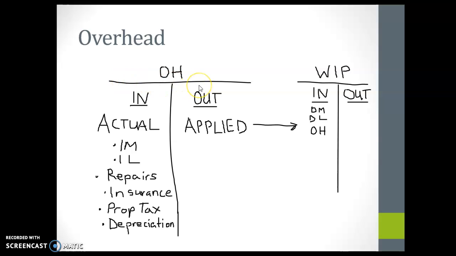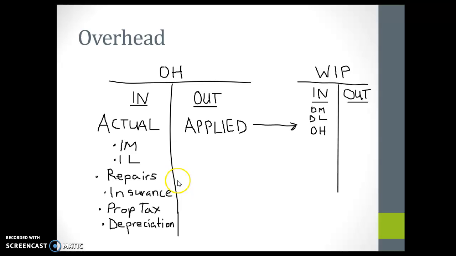Okay, so the actual overhead costs are divided then further into variable overhead costs and fixed overhead costs. So here's our overhead T account. Our actual overhead costs includes indirect materials, indirect labor, repairs, insurance, property tax, depreciation of the factory and equipment, etc. Utilities for the factory building, anything related to the factory building and factory equipment, okay, is an overhead cost, going to be debited to overhead.